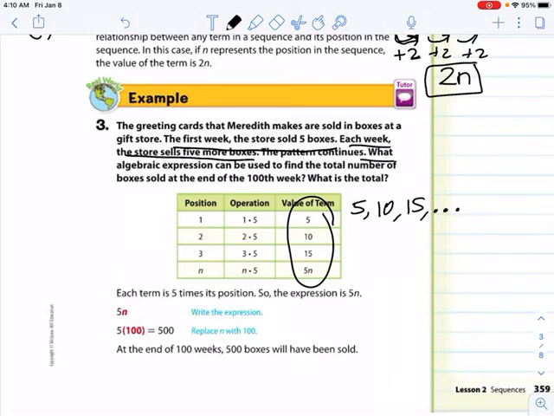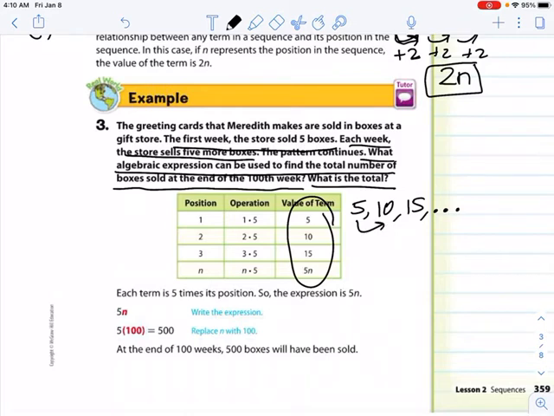And we want to know what algebraic expression could be used to find the total number of boxes at the 100th week. So this is where being able to write an algebraic expression is helpful, because we wouldn't want to write this sequence out to 100 terms. That's a lot of work, okay? But if we're able to find the expression, then we can do that faster.